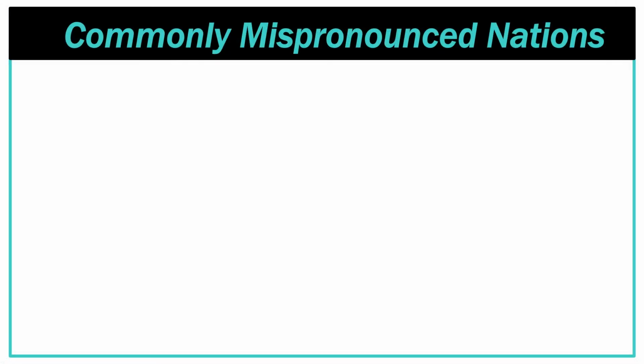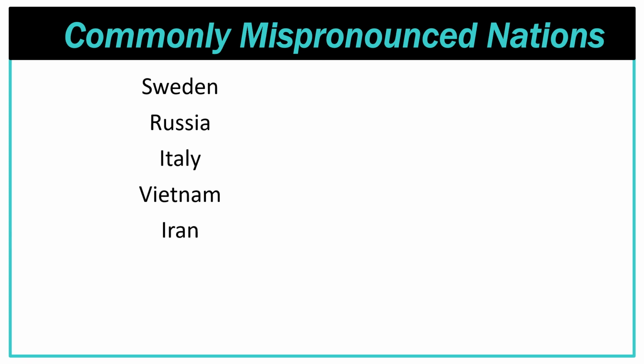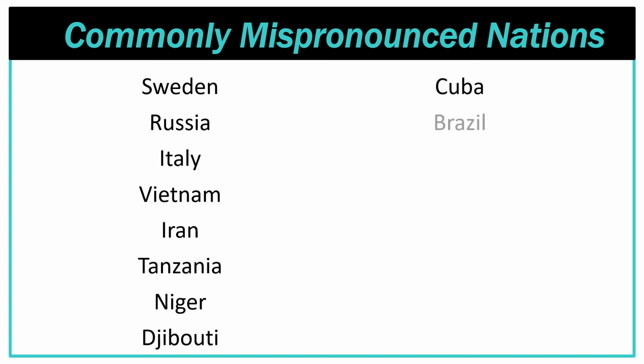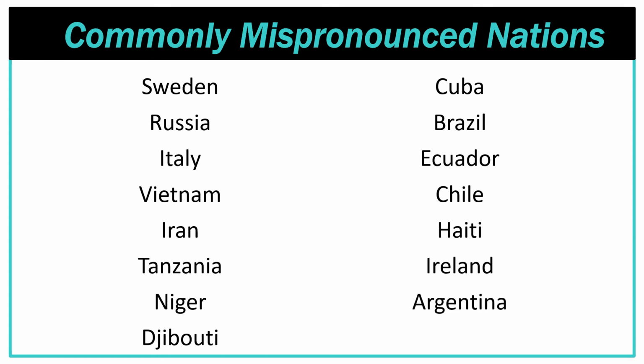I'm going to quickly pronounce those nations one more time. Please listen carefully. Sweden, Russia, Italy, Vietnam, Iran, Tanzania, Niger, Djibouti, Cuba, Brazil, Ecuador, Chile, Haiti, Ireland, Argentina, Switzerland.